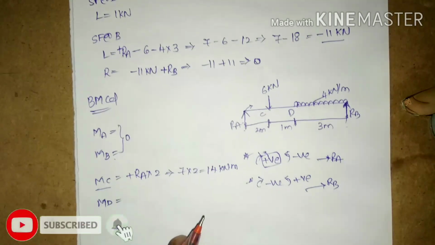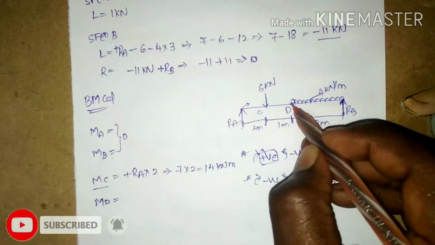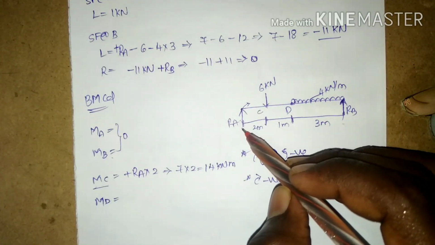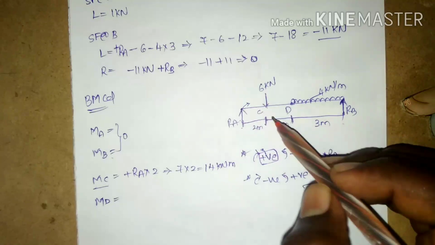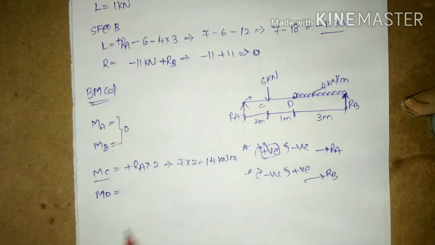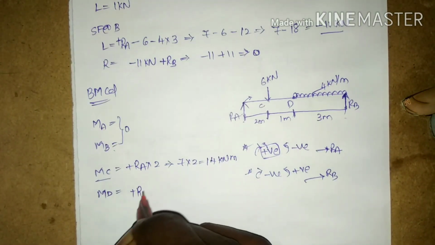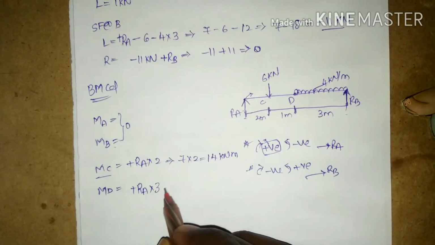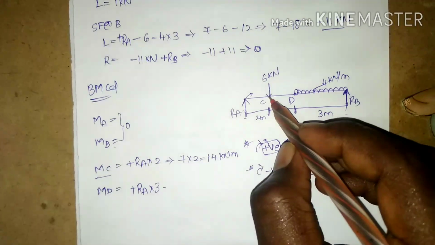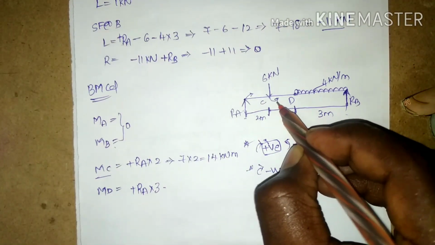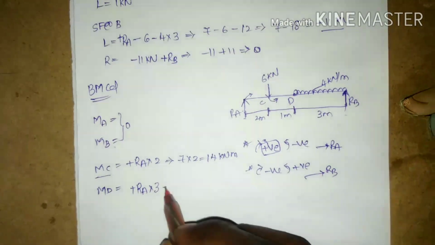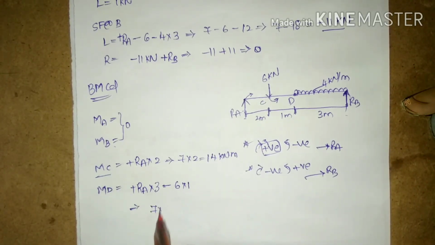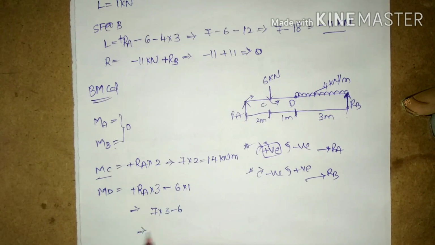Next, moment about D. For this also, I am going to take moments from RA, so it will be positive RA into the distance from A to D, which is 3 meters. And next, we are having a point load that is taking moments in the anticlockwise direction, so negative, minus 6 into 1. The value will be 7 into 3 minus 6, 21 minus 6.